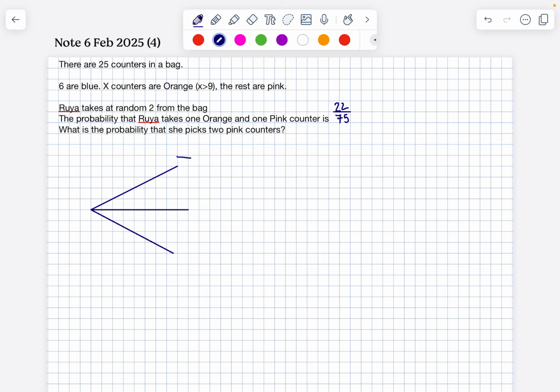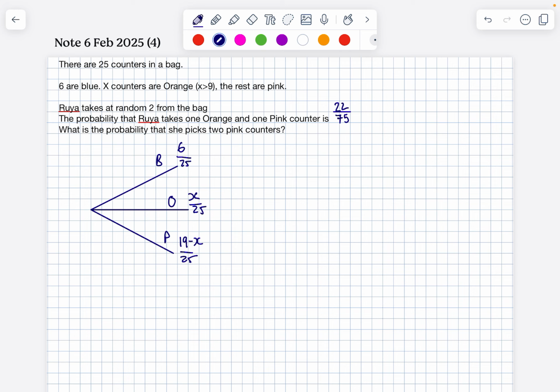So when we pick our first counter, it's out of 25. There are 6 blue, there are X orange, and the rest are pink. So there are 25 in total. 25 take away 6, that's 19. And then we have to subtract X. Okay, so Ruya picks 2 at random from the bag.